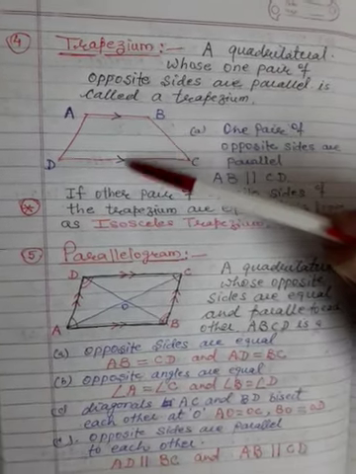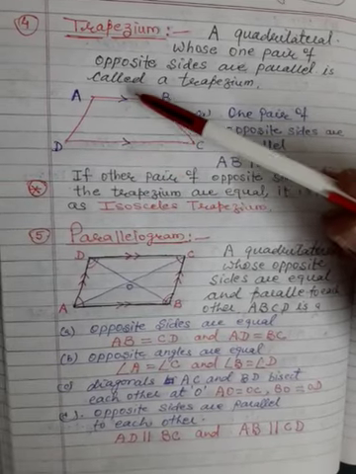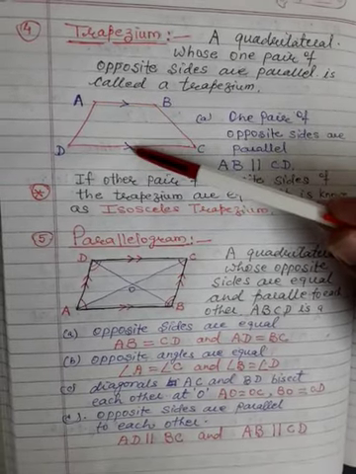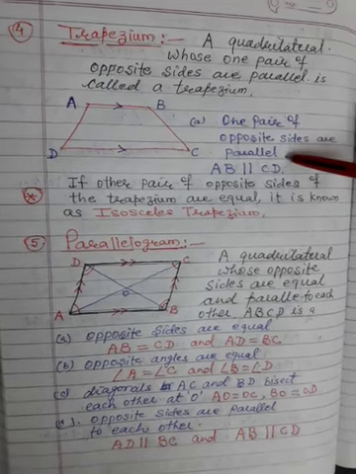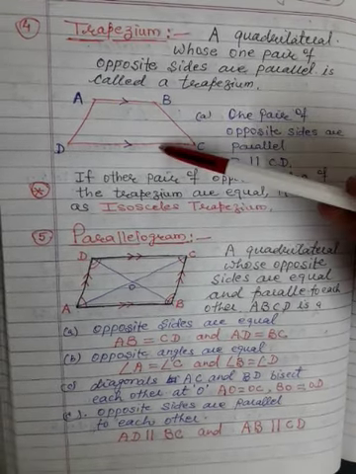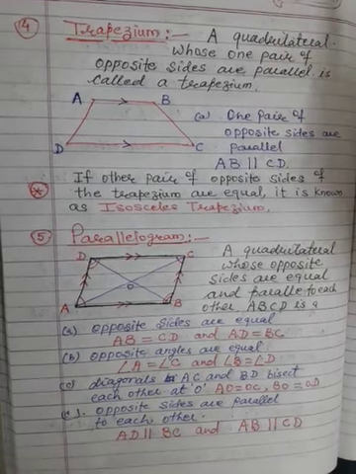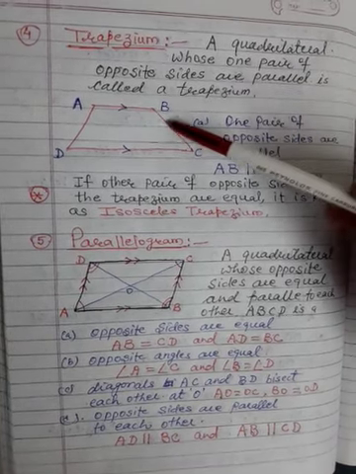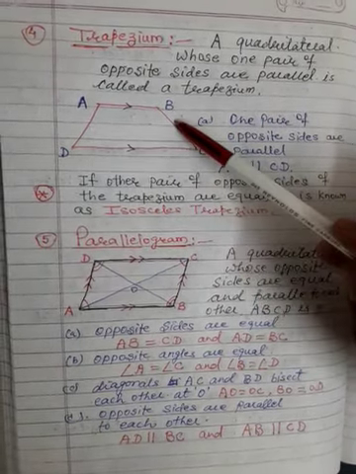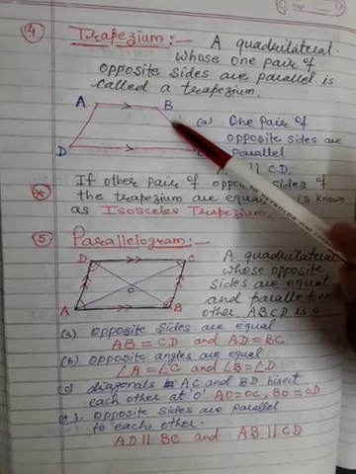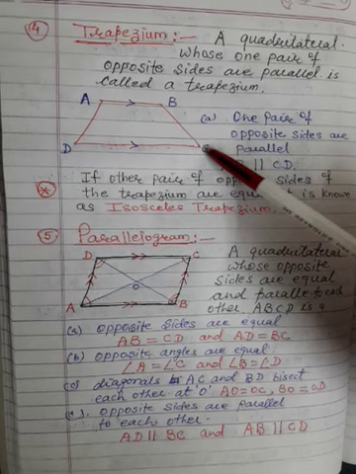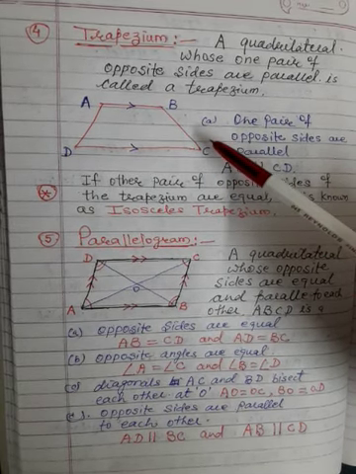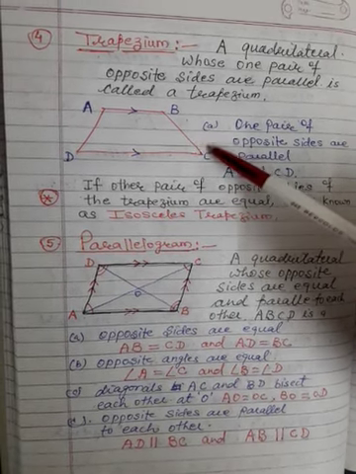Now here the parallel sides are there but not equal. These are the parallel sides. AB is parallel to CD. One pair of opposite sides are parallel means AB is parallel to CD. This is the property. Now another condition: here the two non-parallel sides are not equal, but if AD is equal to BC, the non-parallel sides are equal in length.